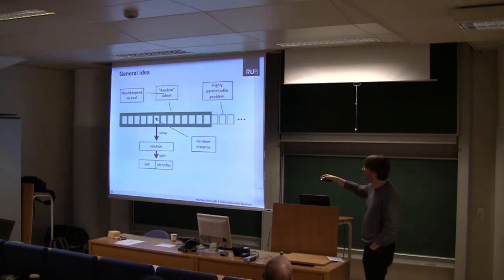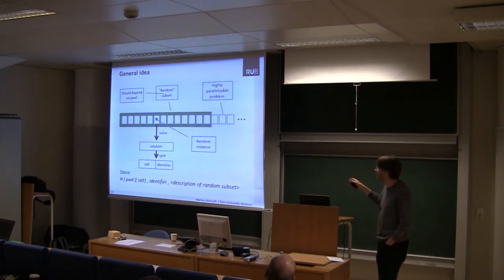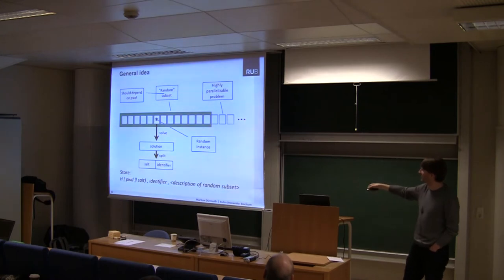And then we didn't really split in the previous example, but we used the encryption directly as an identifier and then stored this tuple: the hash, an identifier, and the description of the random subset, which was the R in the previous example, because the R determined the prefix.